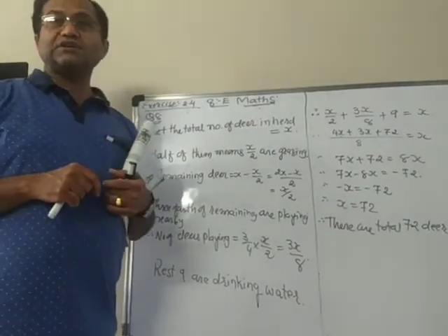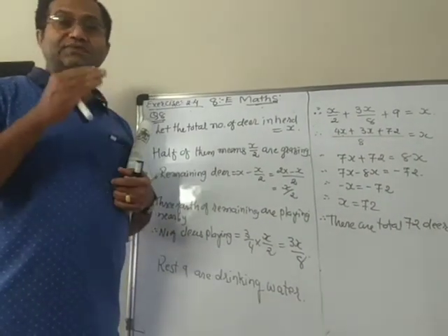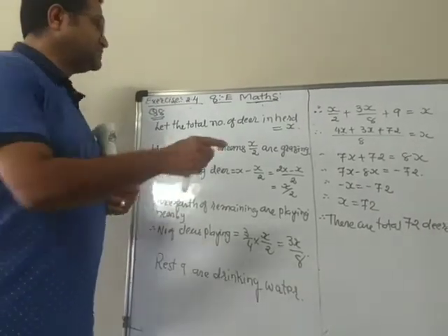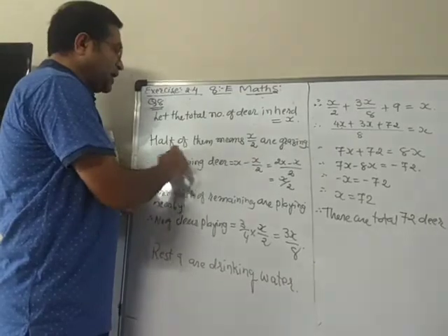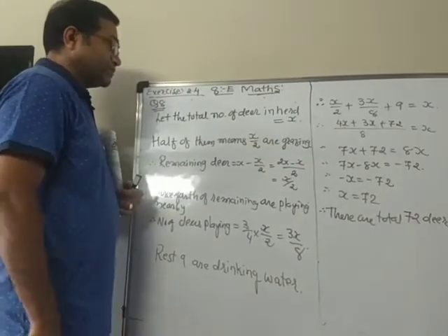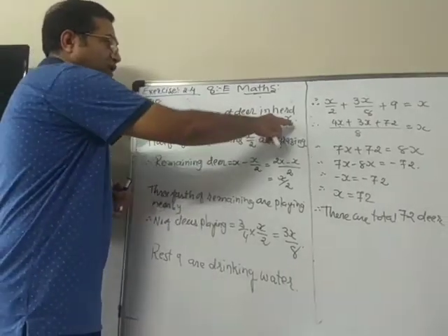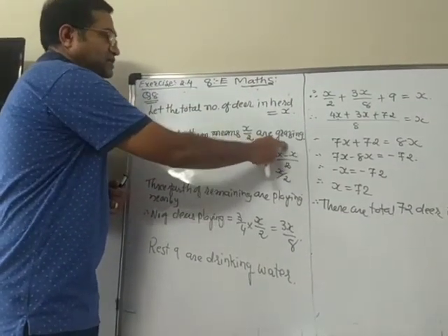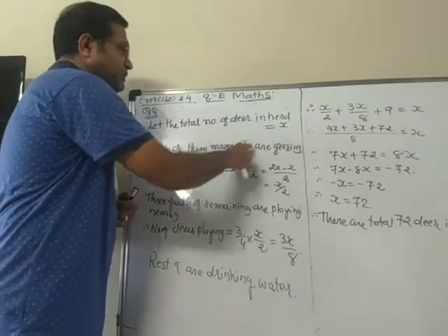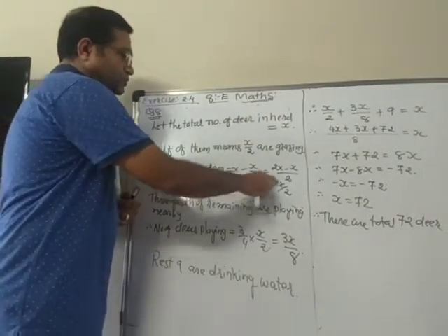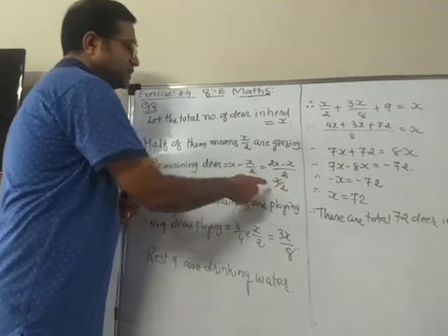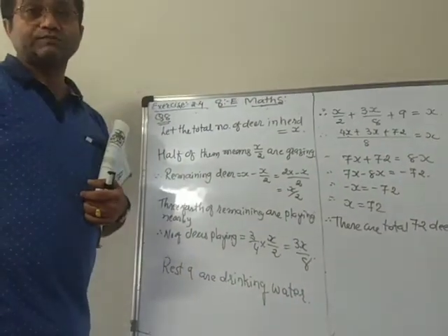Now in the first condition it is given that half of them are grazing. Half means x upon 2. So x upon 2 are grazing. Now from the total x, x by 2 are grazing. So how many are remaining now? We have to subtract x minus x by 2. The LCM is 2, so 2x minus x means the remaining are x by 2.